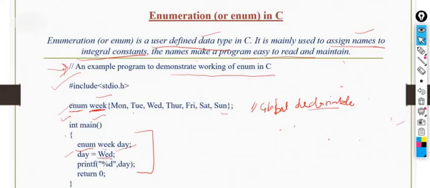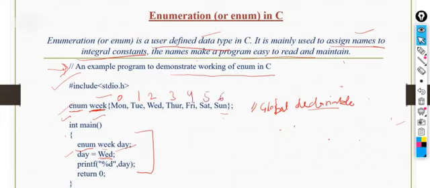These are all the values for the days. By default, an integral constant will be assigned to all the names. By default, Monday will be represented as 0. If we are not assigning values to these names, then by default it will take them in sequential order: 0, 1, 2, 3, 4, 5, 6.